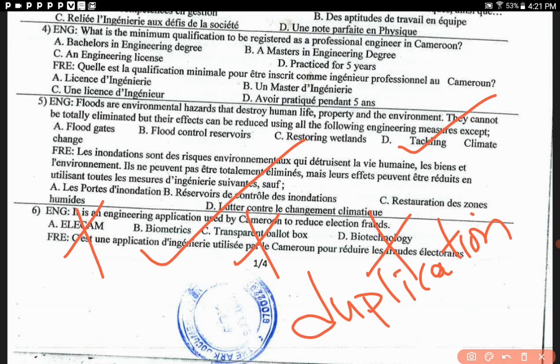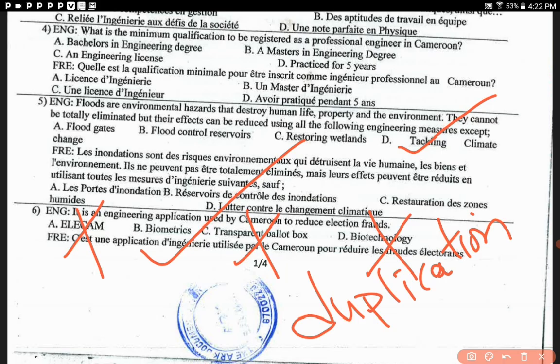So now, why are the other answers wrong? Like I said, Elecam is just a body, an institution. It is not a technological application. A transparent ballot box is simply a physical transparency measure, that we are saying that the ballot box should be transparent, such that fraud should not occur. People should not come and put in more than one ballot and so on. That is why the security will be there any time there's election. The security men are there, of course, to ensure that there is transparency.